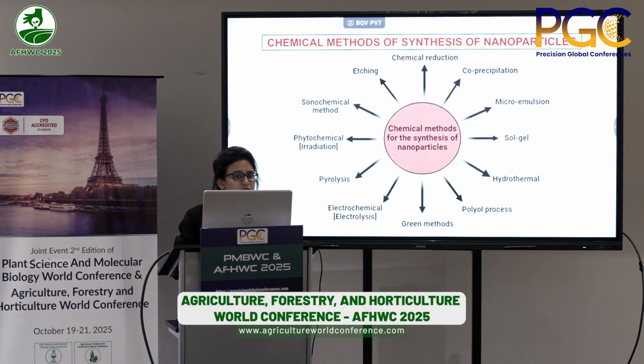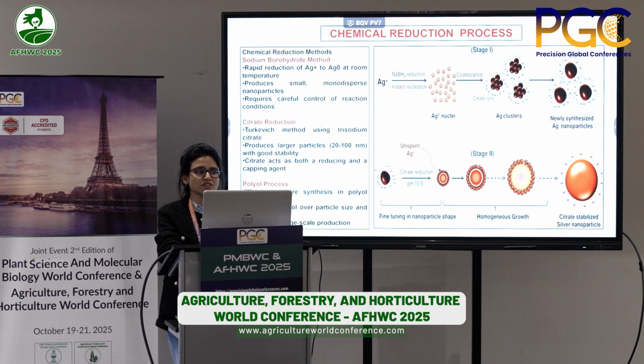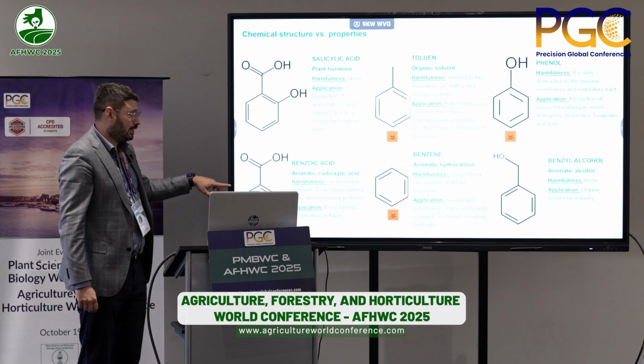These are the various chemical methods of synthesis of nanoparticles. Some of them include the sonochemical method, chemical reduction, co-precipitation. This is the chemical reduction process. In the first case, we have taken AgNO3 solution where silver is present as the monopositive ion, and then we will add some reducing agent to it like NaBH4, sodium borohydride, or we can also use trisodium citrate for that, and the monopositive benzoic acid.